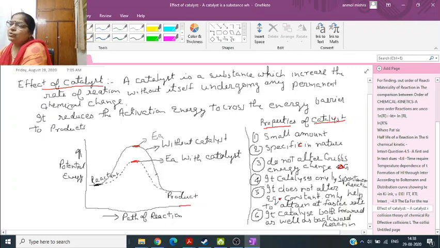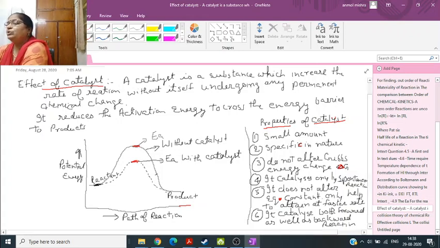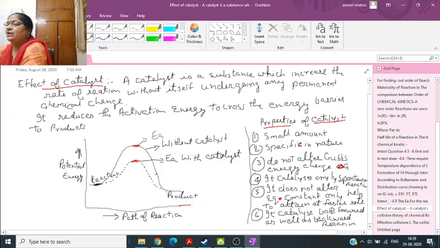Next, it does not alter the equilibrium constant. इक्विलिब्रियम कांस्टेंट को चेंज नहीं करता, only it helps to attain the equilibrium constant at faster rate. And last, that it catalyzes both reactions, forward reaction as well as backward reaction.